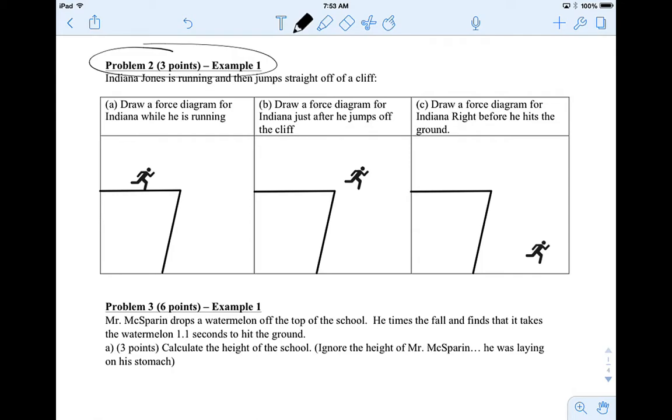So this says Indiana Jones is running and then jumps straight off a cliff. So he's running along and he jumps straight off a cliff. Cool. Don't write that. Now it says draw a force diagram for Indiana while he's running. Now I know that lately we've been doing force diagrams without the drawing, but for this one we're going to go ahead and do the drawing.